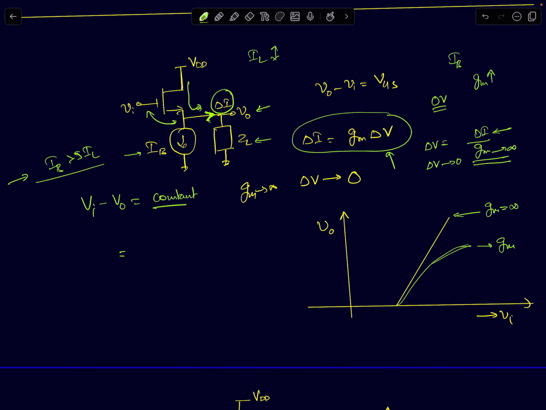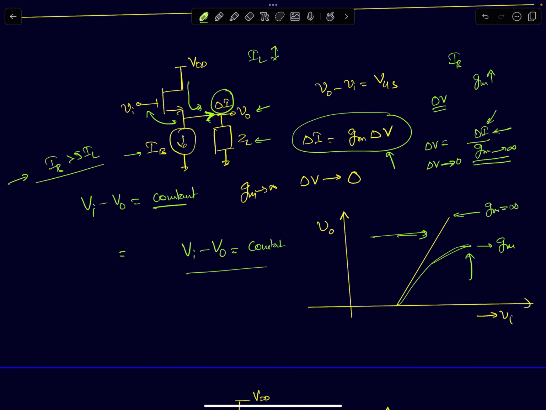When I say GM tending to infinity, all I'm ensuring is that the bias current of the MOSFET IB is tending to infinity, very large, much larger compared to delta I. When I ensure that, the change in the voltage will come to nearly 0. So if I blow up the source follower's current to infinity, or its transconductance to infinity, then I'm achieving almost a super source follower kind of behavior. I get a perfectly linear characteristic where Vi minus V0 is always a constant.